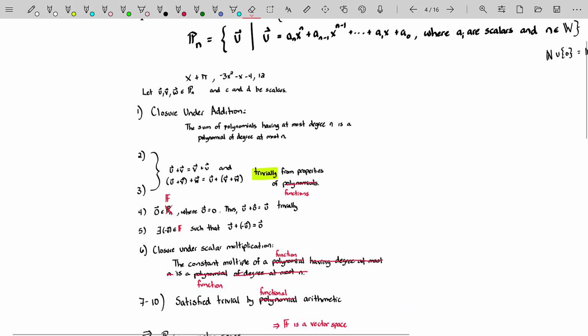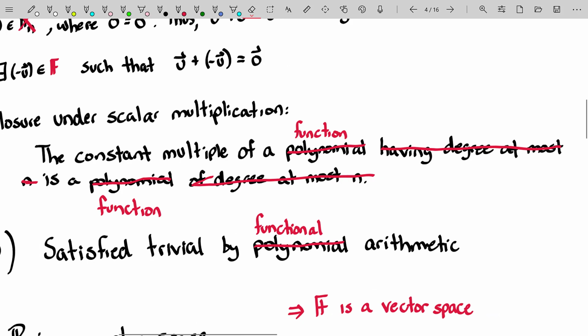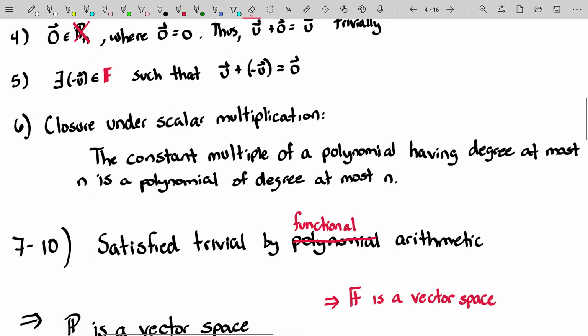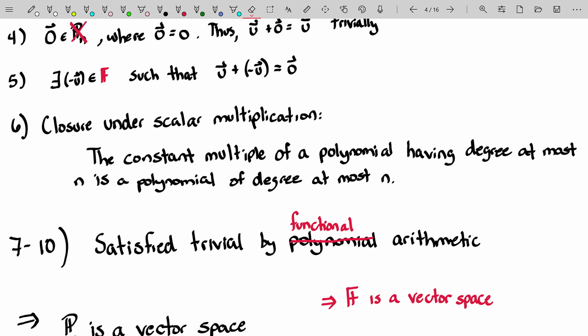And again, from that very same video, I'm just going to erase this red ink here and take a look at closure under scalar multiplication. The constant multiple of a polynomial having degree at most n is still a polynomial of degree at most n. So if you multiply a polynomial by any constant, it's still a polynomial and it doesn't gain degree. It might lose degree, but it doesn't gain any degree. So it's still in P sub n. So we have closure under scalar multiplication.